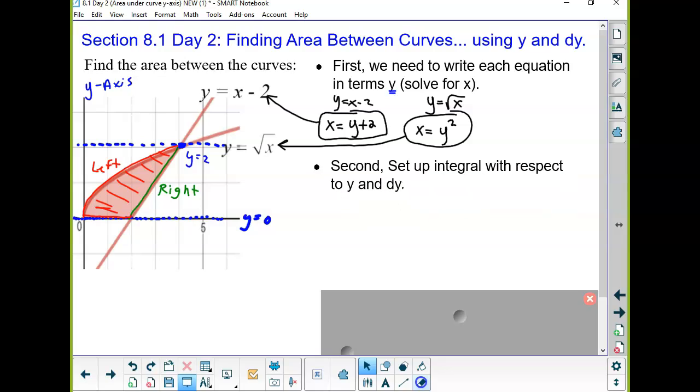The second thing we're going to do is set up the integral that represents the area. This is the calculus side. So far, nothing we've done is calculus.